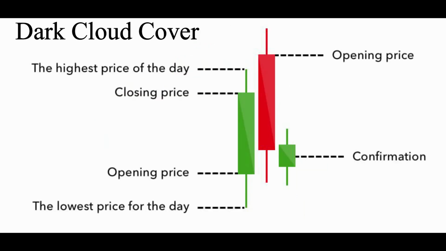Dark cloud cover indicates a bearish reversal. It comprises two candlesticks, a red candlestick which opens above the previous green body and closes below its midpoint. It signals that the bears have taken over the session, pushing the price sharply lower. If the wicks of the candles are short, it suggests that the downtrend was extremely decisive.